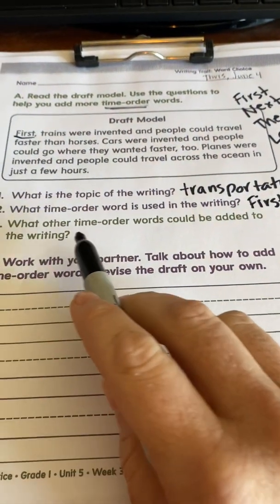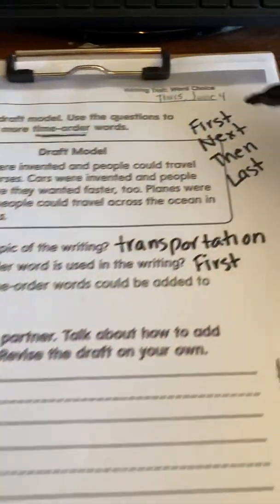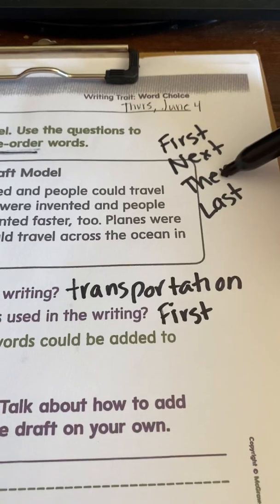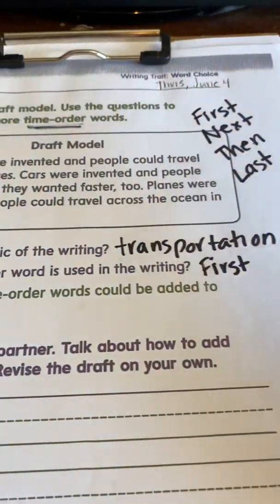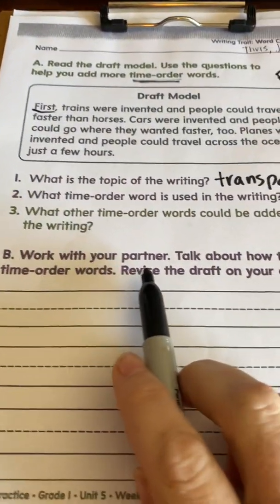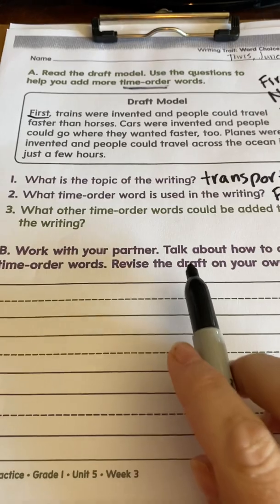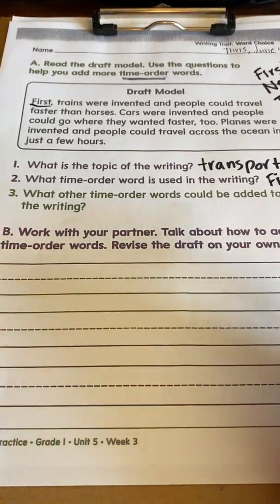And then what other time order words could be added to the writing? Well, I already put them up here. Next, then, and last could be used, right? Those are time order words that tell us the order that things happen in. It says, work with your partner, you lucky duck, that's me today. Talk about how to add time order words. Revise the draft on your own.